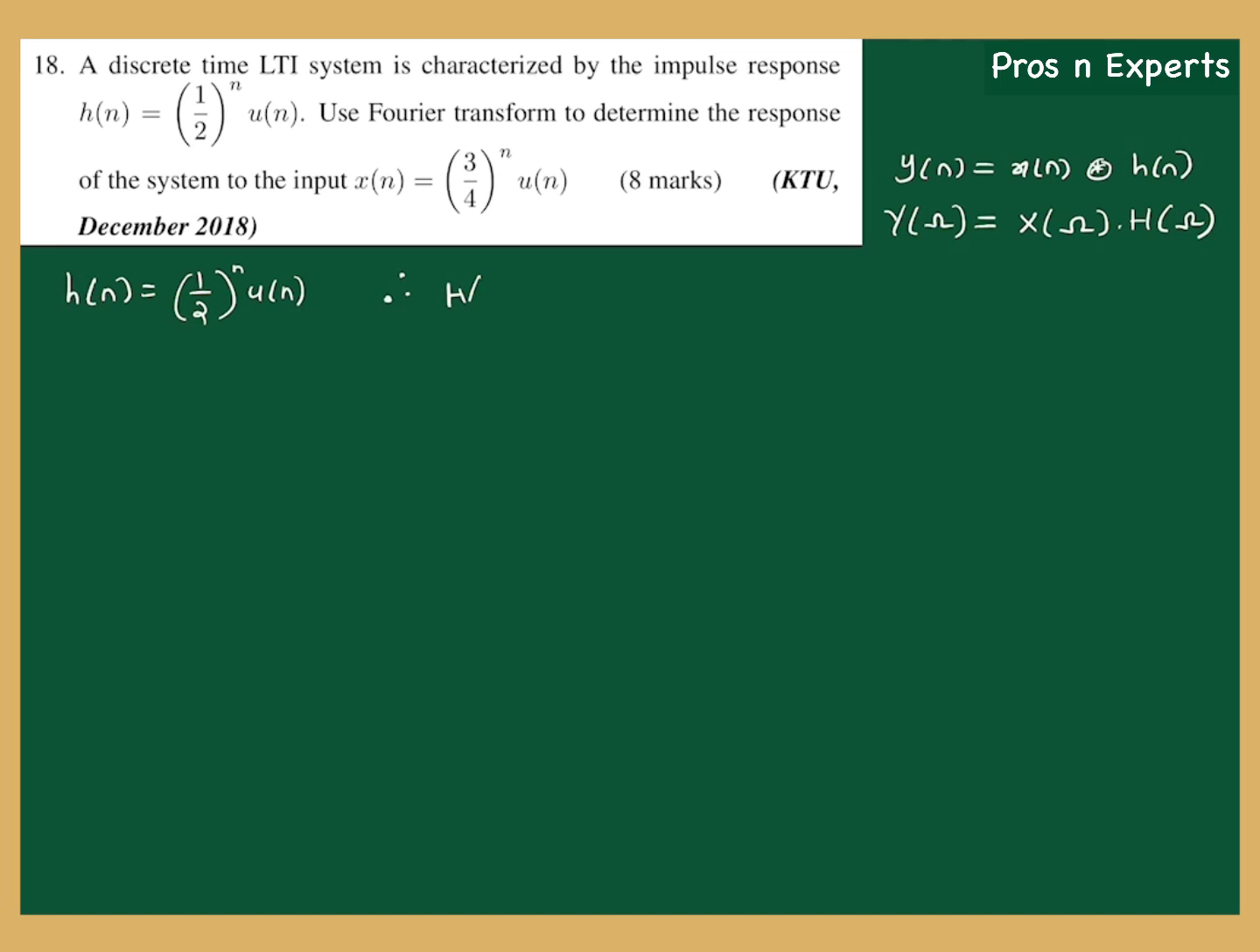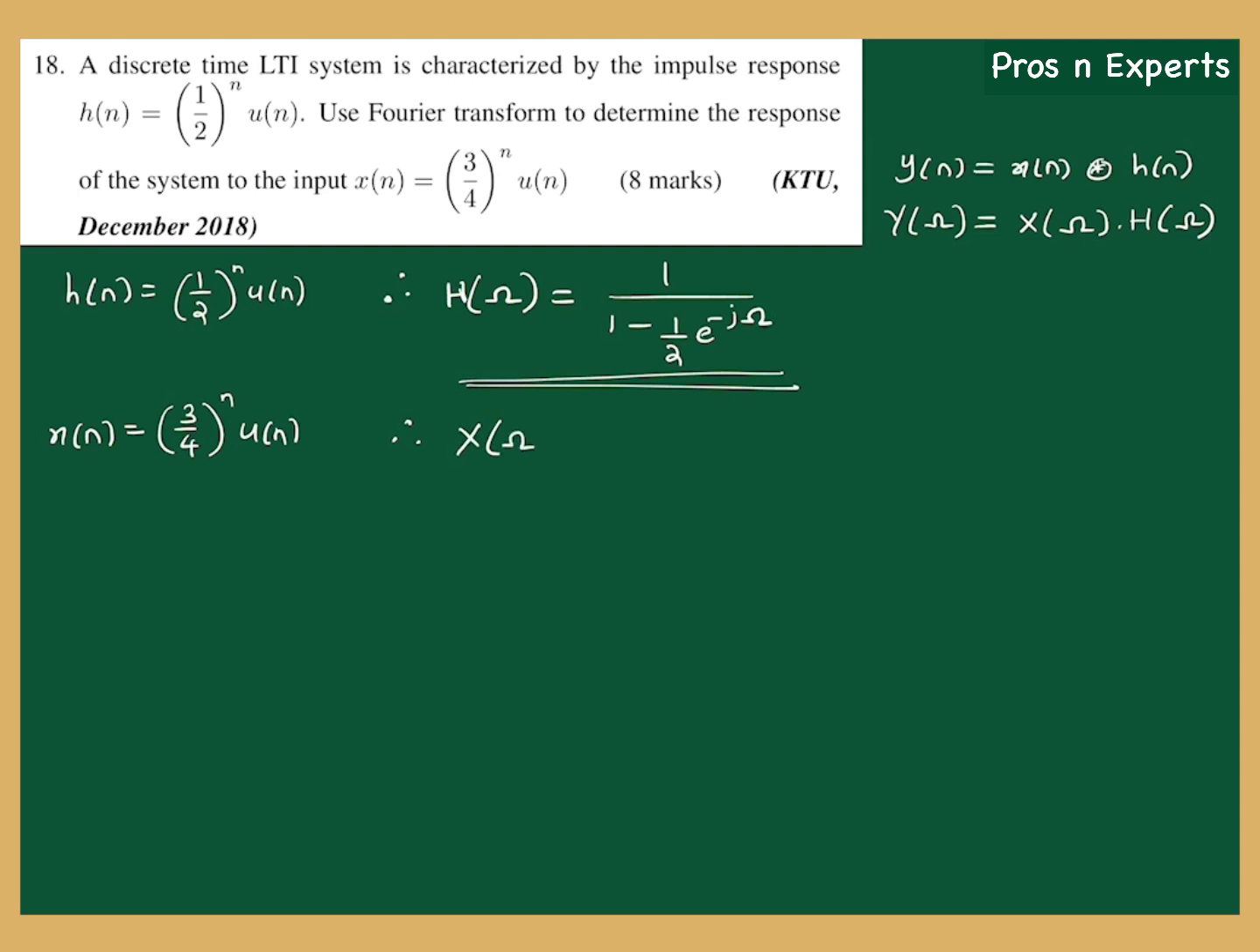Therefore, what is the Fourier transform of this signal half raised to n u of n? It is a standard result, 1 by 1 minus half e raised to minus j omega. Okay, this is the Fourier transform of h of n, which is given by or denoted by H of omega. Now they have given us input signal also, x of n equal to 3 by 4 raised to n u of n. And now what is the Fourier transform of this signal, input signal X of omega? Again, this is the same similar kind of signal, right?